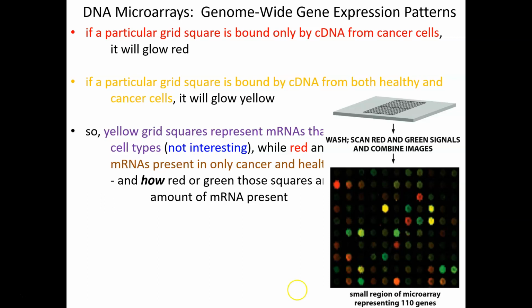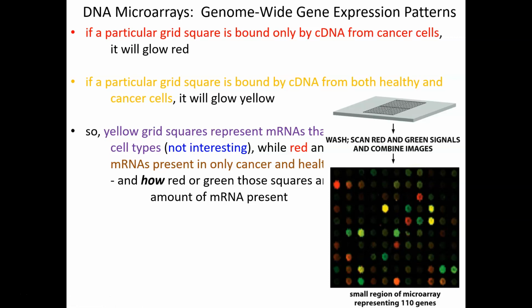And remember, I mentioned it earlier, but the intensity of the color is also meaningful. So this is a gene that is expressed in healthy cells and expressed at a very high level. This is a gene that's expressed in cancerous cells only and expressed at a very high level in cancerous cells. This is a gene that's expressed in both cells at a high level. This is a gene that's expressed at low levels in healthy cells. This is a gene that's expressed in low levels in cancerous cells, etc.